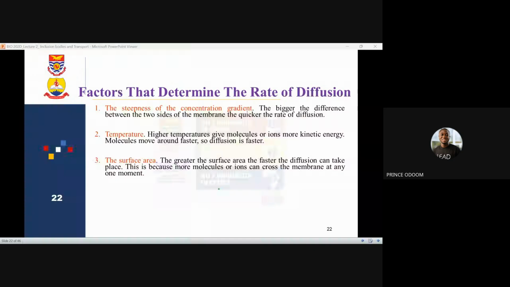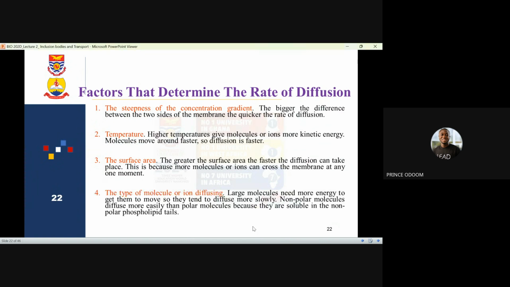Then you come to solid. You see, in solid, the molecules are tight, very close, and so diffusion in solid is very slow. It's not impossible, but it's very slow because of how the molecules are tightly packed in solid. So that has to do with the surface area as well.